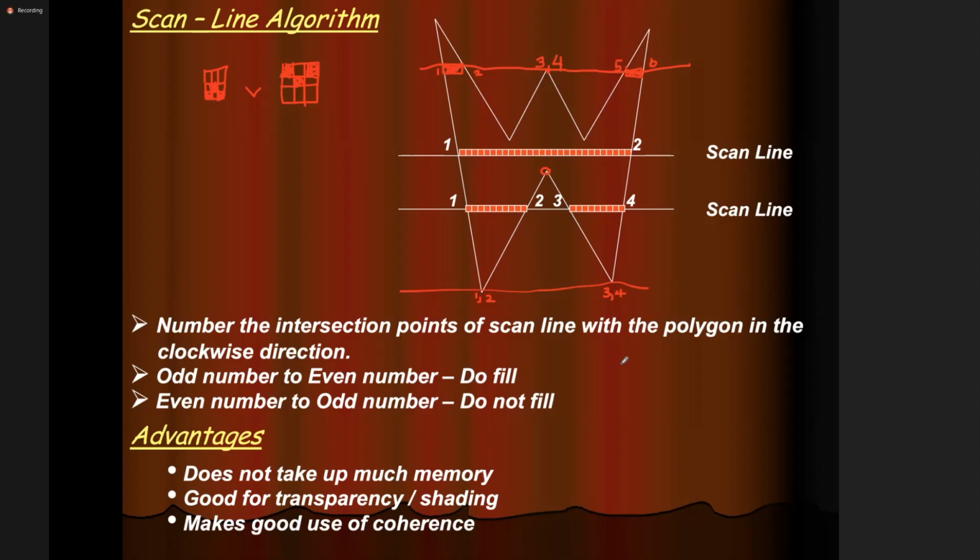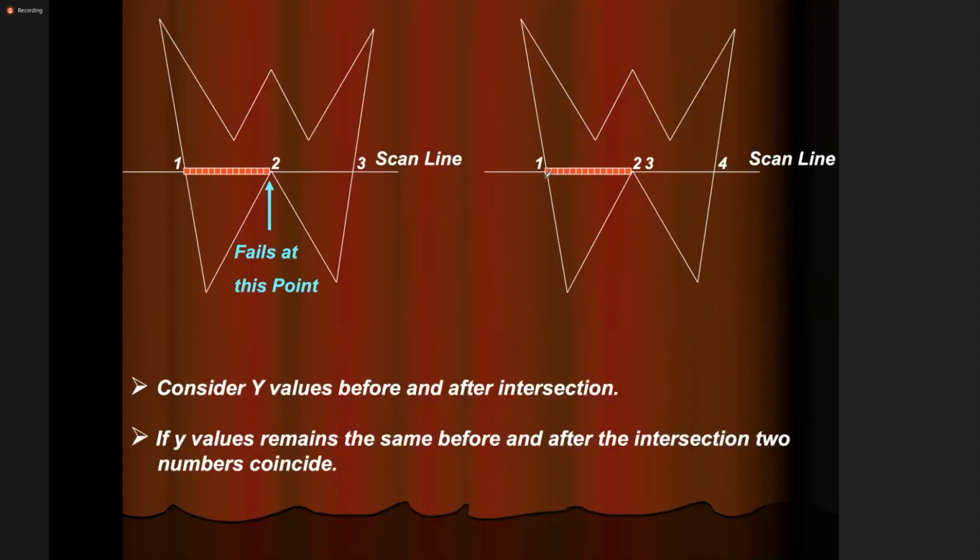Right. So what are the advantages? Right, let's see what the advantages are. So the odd numbers to even numbers do the filling. Even numbers to odd numbers do not fill. That is the rule of the algorithm. And the advantages are it does not take up much memory to store these things. Good for transparency and shading as well. Makes good use of coherence. But the only thing is, compared to the parity fill algorithm, we are doing some kind of additional checking for those corners. Here you can see odd to even will be filled and even to odd will not be filled. So that's how it happens.